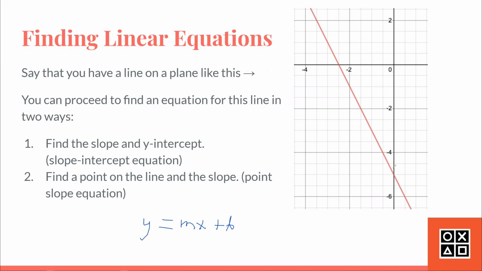So for this line, you would find where it goes through on the y-axis, which is this point right here. And then to find the slope, you would pick one point and then find the rise over run. So that's how you would find the slope. And then the circled point is the y-intercept, and that's how you would find b. Number 2, find a point on the line and the slope, which is the point-slope equation.